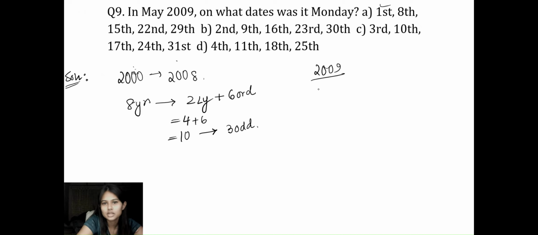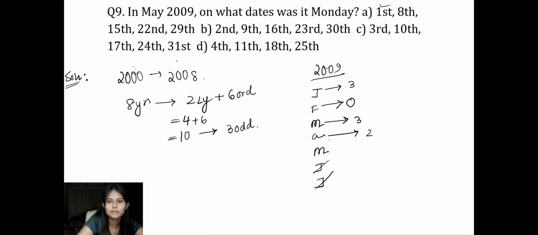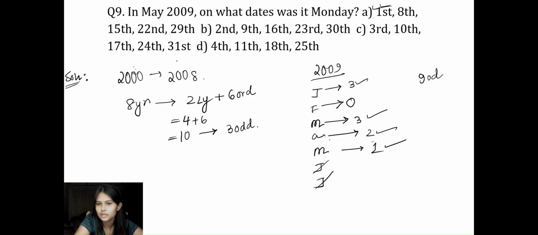Now coming to year 2009. I have January, February, March, April, May, June, July. Oh, okay, this is not needed. May till May is needed. So January I have 3 odd days. February, it is 2009, so it is not a leap year. I have 0 odd days because 28 days. March I have 3 odd days. April 2 odd days. May, what I chose first, 1 odd day, okay. 3 plus 3, 6, 7, 8, 9. So it's coming 9 odd days.